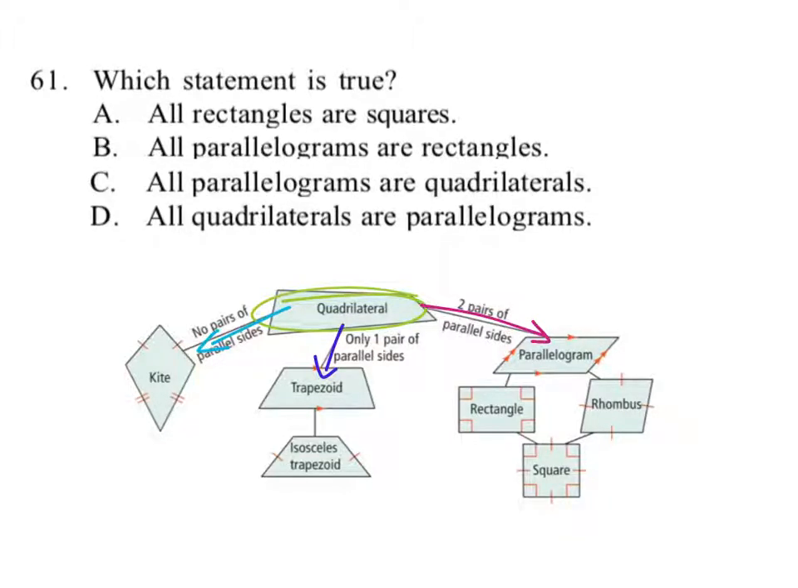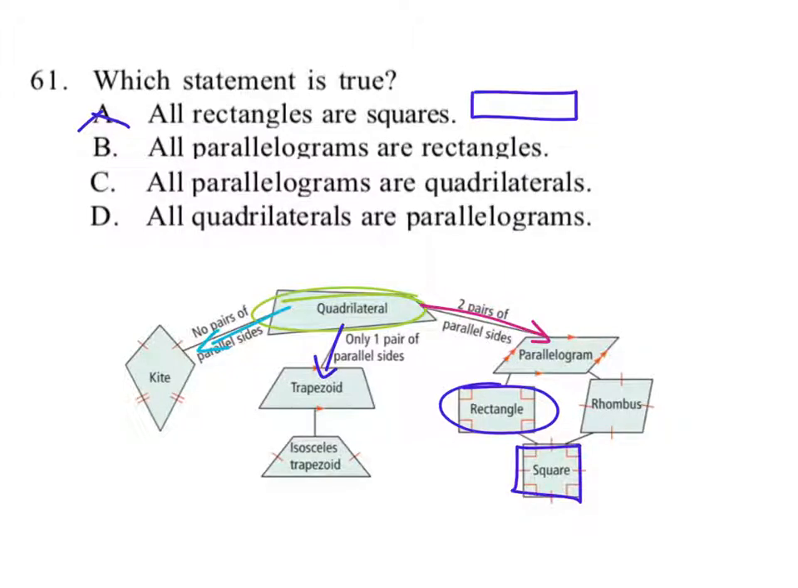So all rectangles are squares? I don't like it. If you're in this group here, rectangles, that doesn't necessarily mean you're in the squares group. So all rectangles are squares? No. Counterexample.